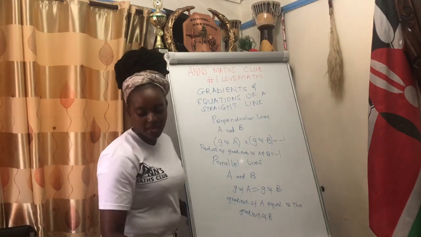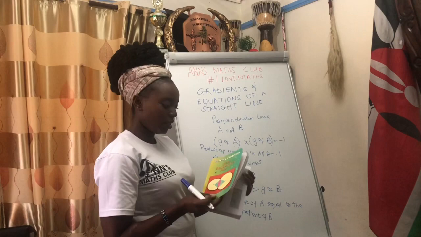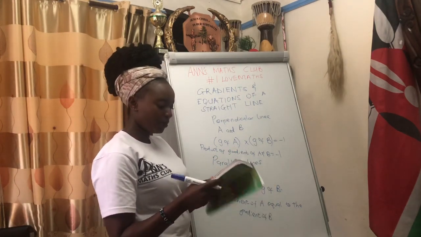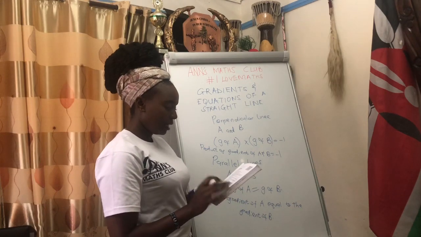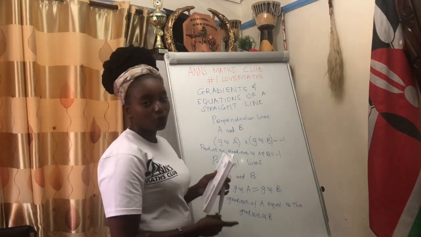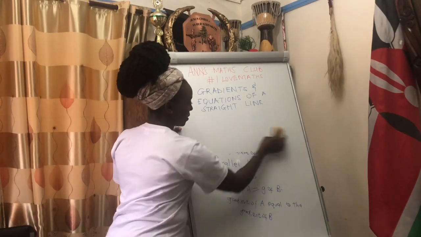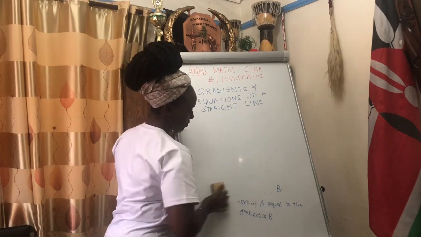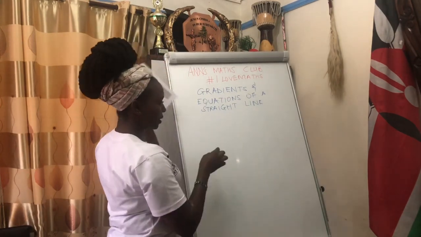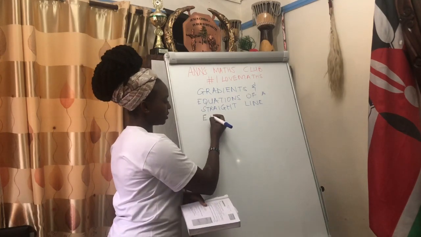So now with me I have a question from KCSE Mathematics Paper 1 revision. There's a question here on gradients. Let us work it out and then I'll show you how to go about it. We are going to call it example 1.